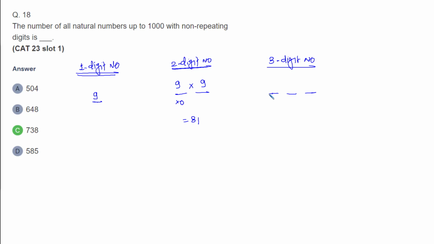first place cannot be 0, so there are 9 choices. Second place, 0 to 9, 10 digits, 1 digit is already used, so 9 choices. Third place, 0 to 9, 10 digits, 2 digits already used, so 8 choices. So 9 into 9 into 8, that is 81 into 8, that is equal to 648 possible numbers. So the final answer of this question is 9 plus 81 plus 648, that is 90 plus 648, that is equal to 738 is the correct answer over here.